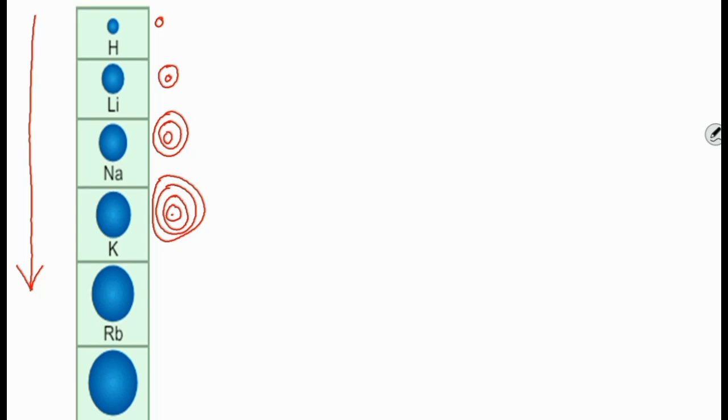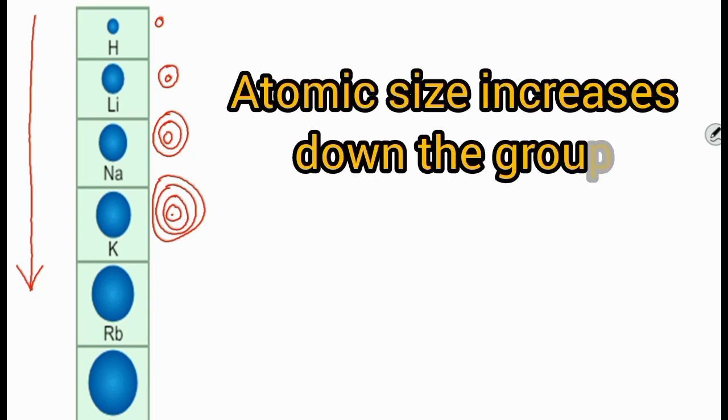As you come down the group, the atomic size increases. Why? This is because an extra shell is added. For example, hydrogen has just one shell. As you come down the group, the atomic size increases because there's an extra shell added on the atom.